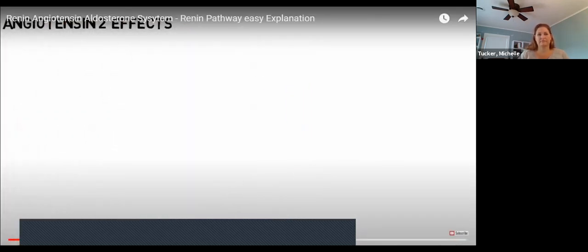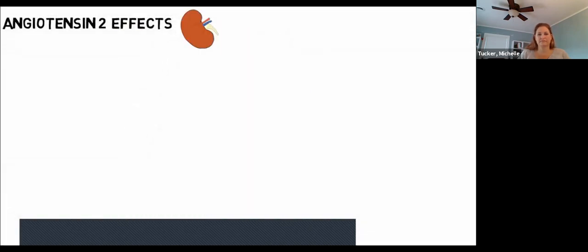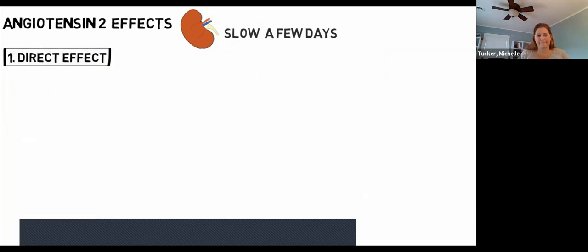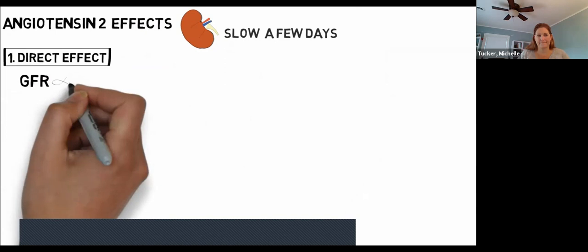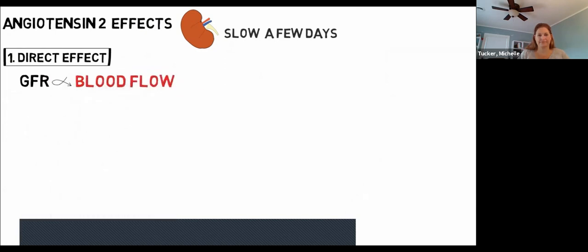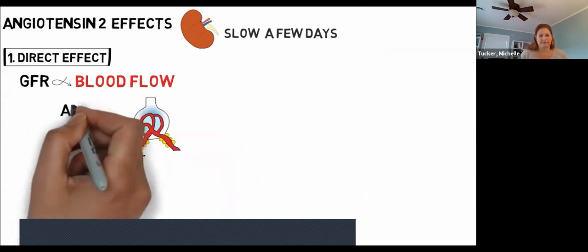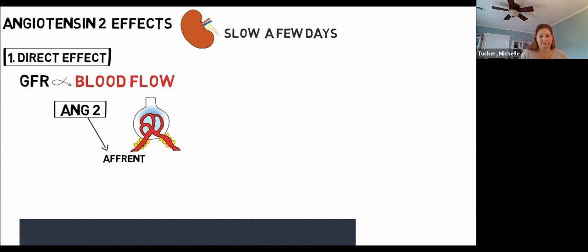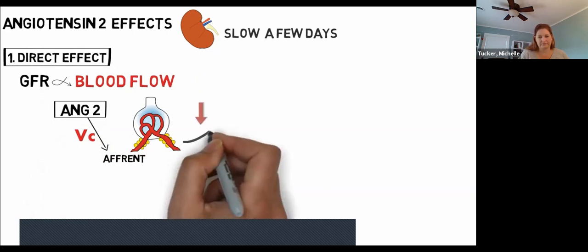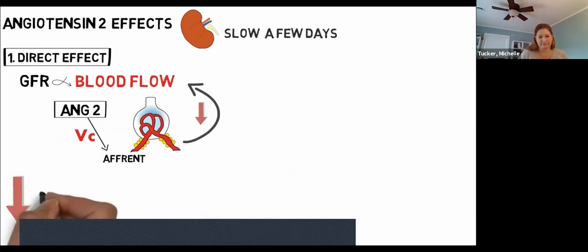Now let's look at the effects of angiotensin II on the kidneys. These effects are slow and take a few days to have their maximum effect. Angiotensin II acts on the kidney in 2 ways. The first is the direct mechanism. As most of you know, the GFR of the kidney is directly proportional to the blood flow through the kidneys. The blood enters the glomeruli through the afferent arterioles, and angiotensin II, being a powerful vasoconstrictor, constricts these afferent arterioles mainly and decreases the blood flow through the kidneys. This results in a decrease in the GFR of the kidney, which results in a decrease in the urine output through the kidney.